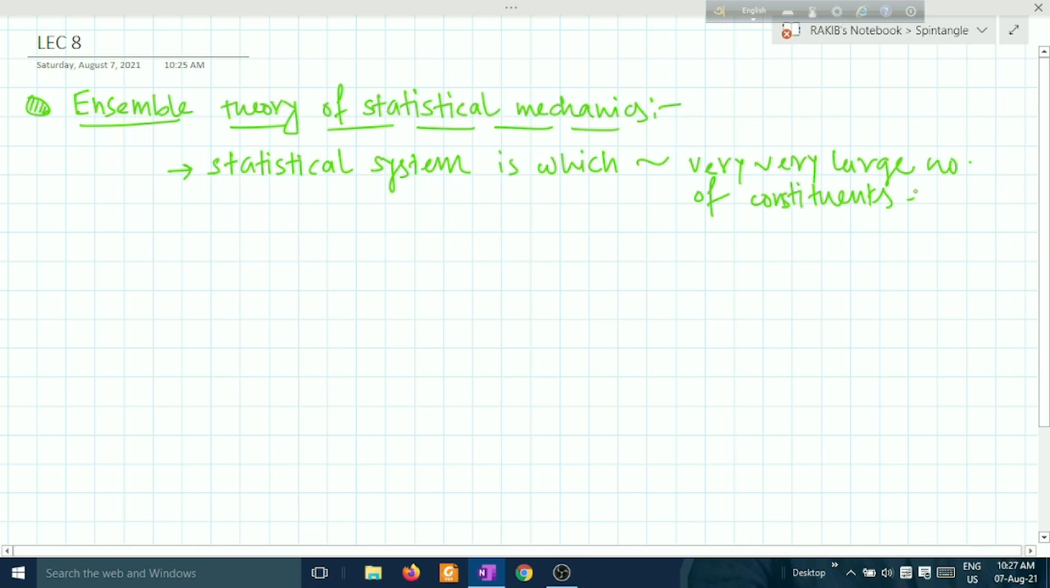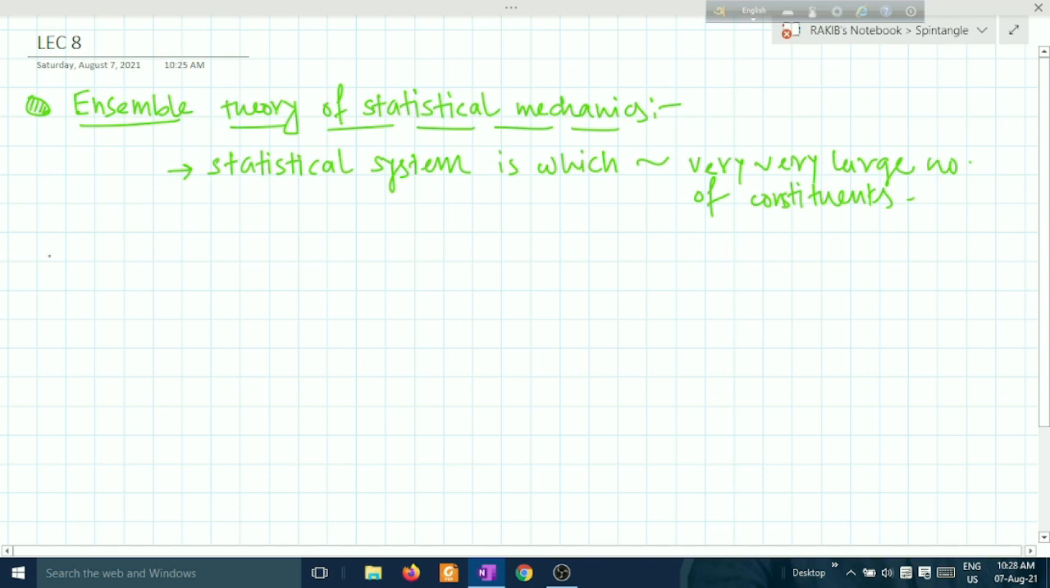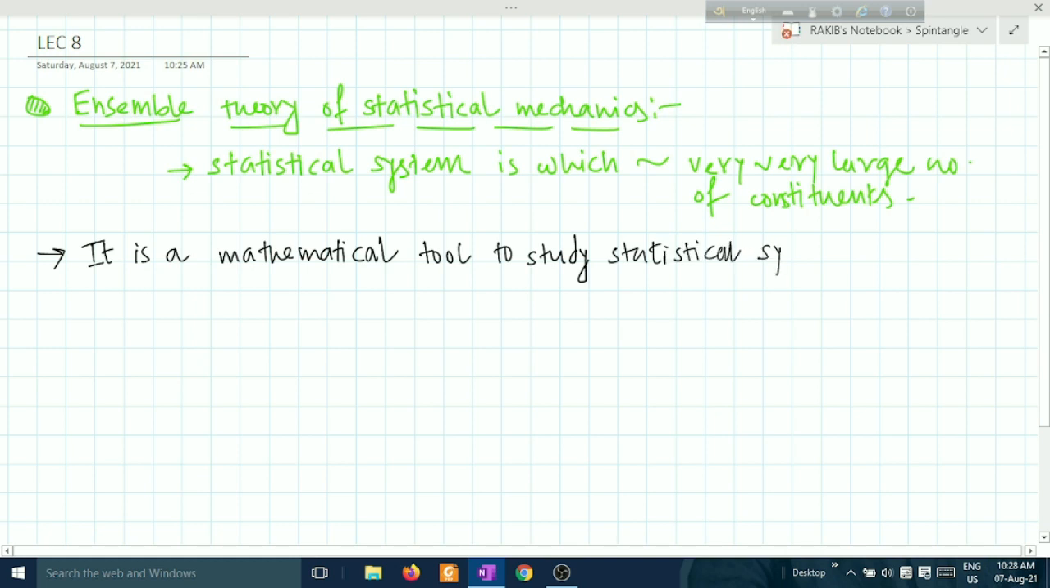Okay, this ensemble theory is nothing but, let me change the ink first. Let me write some points about this ensemble theory. It is a mathematical tool to study statistical systems.